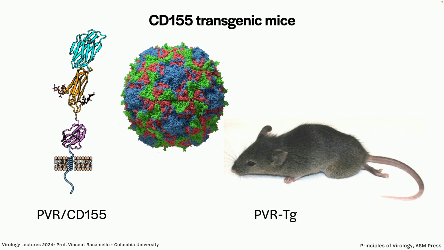You can see this animal has a paralyzed hind limb. So this is the first transgenic animal model for a virus disease. And after this, many other people have done it, and most recently, of course, ACE2 transgenic mice to study SARS-CoV-2 infection.